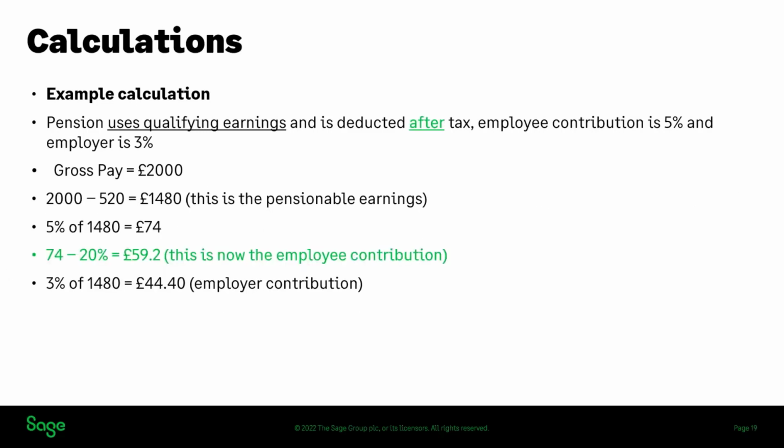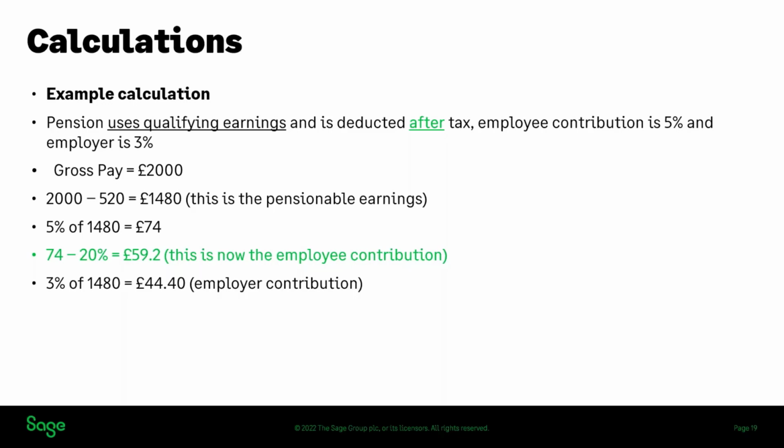Okay, the next one, we have an after-tax calculation now. So pension uses qualifying earnings and is deducted after tax. Again, employee contribution is 5% and employer is 3%. Gross pay is £2,000 again. So it uses qualifying earnings, so we do need to deduct that £520. So that gives us 1,480 again. This time we work out the 5% of 1,480, which is £74.